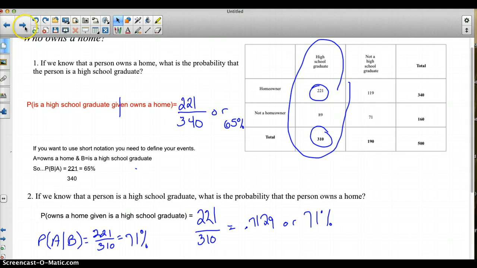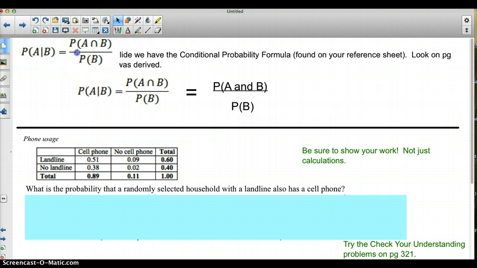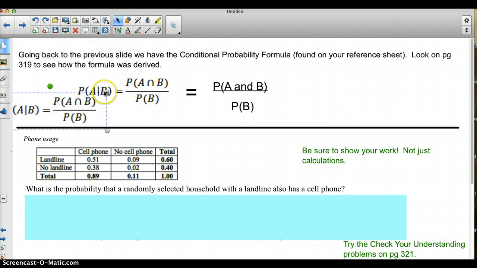Of the information. So let's look actually at the conditional probability formula. We found this on your reference sheet, where the probability of event A given event B is the probability of event A with the intersection of B, or the probability of event A and B, over the probability of B. You can go into your textbook and look at page 319 to see exactly how this formula is derived, and we can go over it in class if you have questions about how that came about.